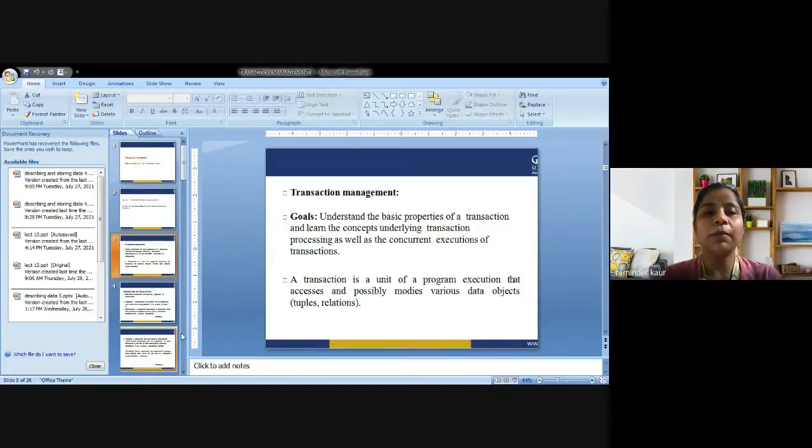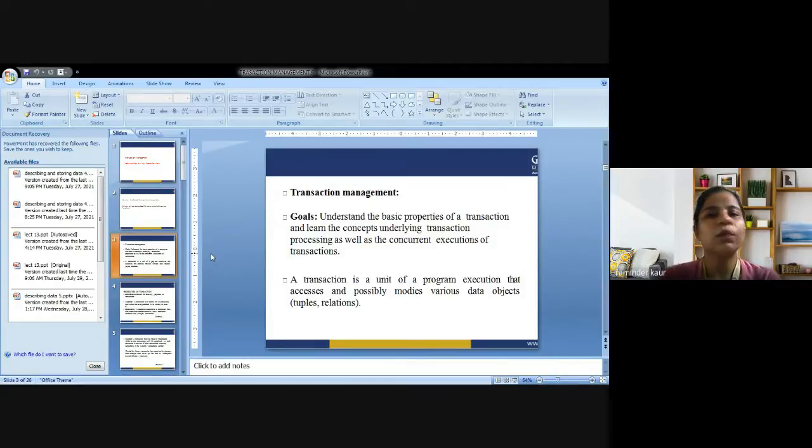So this was about the basics of transaction. Now we are supposed to deal with the transaction here. What is the goal of transaction? We are supposed to understand the basic properties of the transaction and learn the concepts like underlying transaction processes as well as the concurrent executions of the transaction.